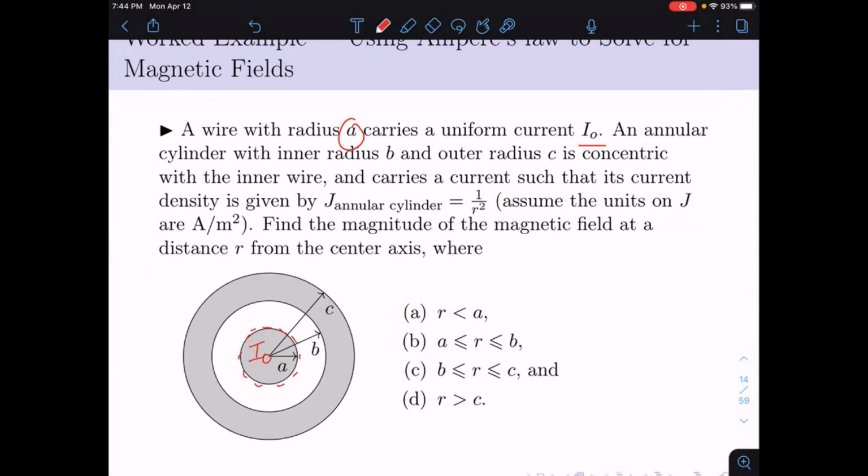And we're saying an annular cylinder with inner radius B and outer radius C is concentric with the inner wire, means just centered on the same spot, and carries a current such that its current density is given by that current density right there. So this problem is actually a bit of a curveball because we have two different variables to worry about. If I am inside this radius A here, then I've got some value for current. And if I'm outside radius A and inside radius C, then I've got some other value, and I have a current density to worry about.